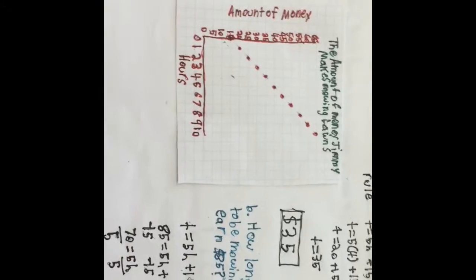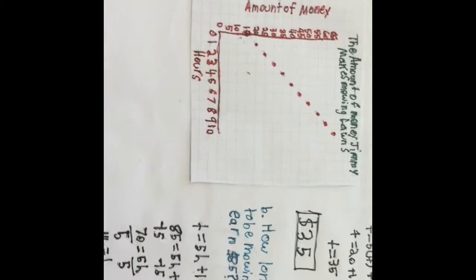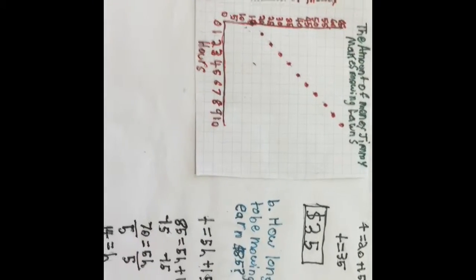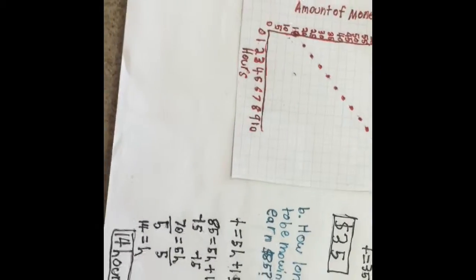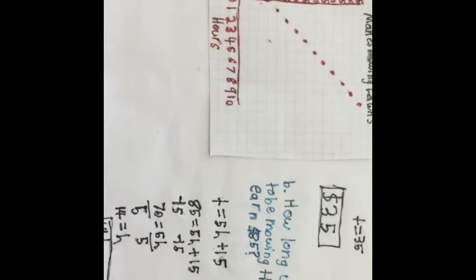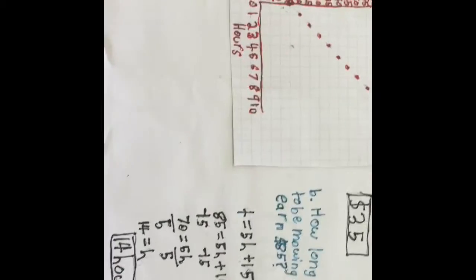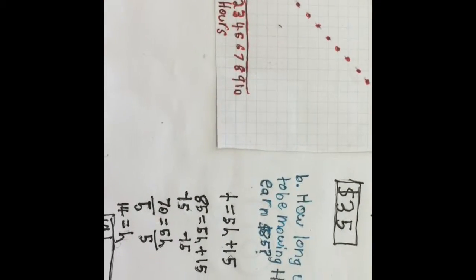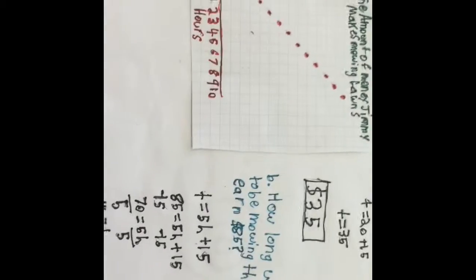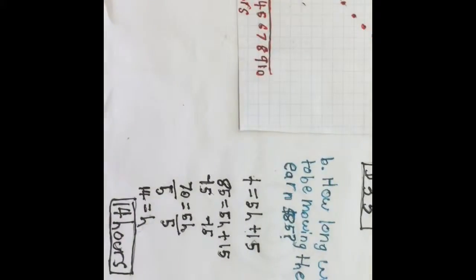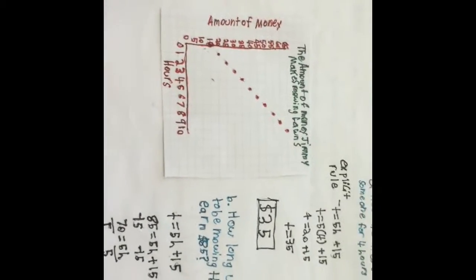How long would he have to be mowing a lawn to earn $85? So you plug it in for T, and then you subtract 15 to get 70. 70 divided by 5 is 14. So it would take him 14 hours to get $85.